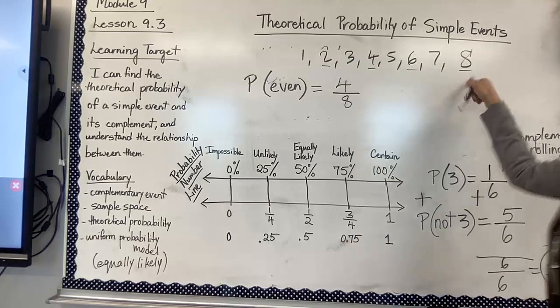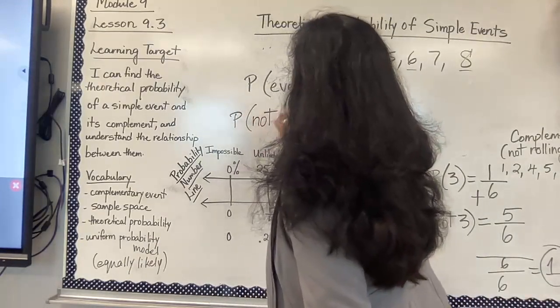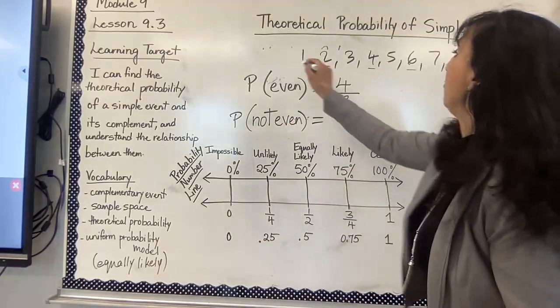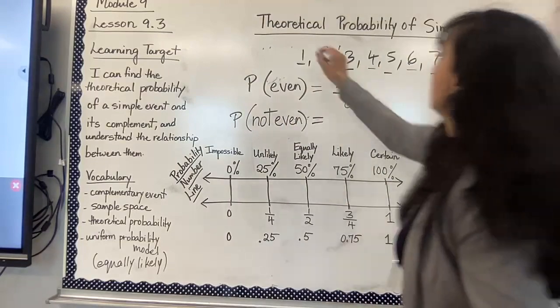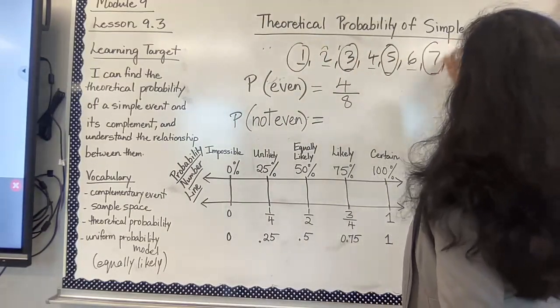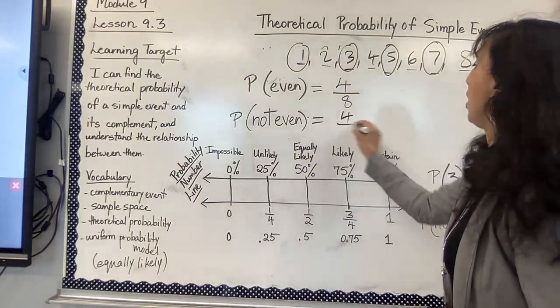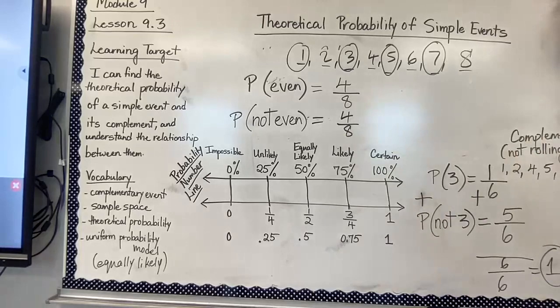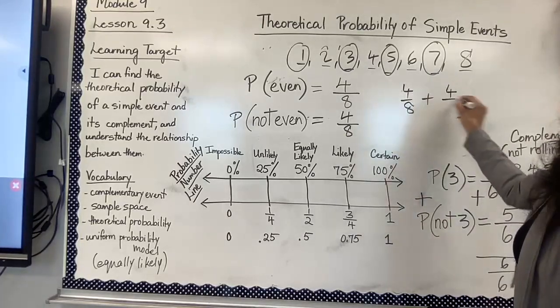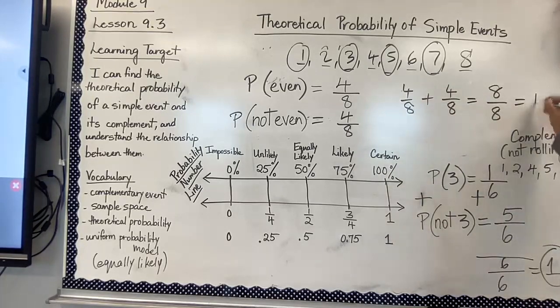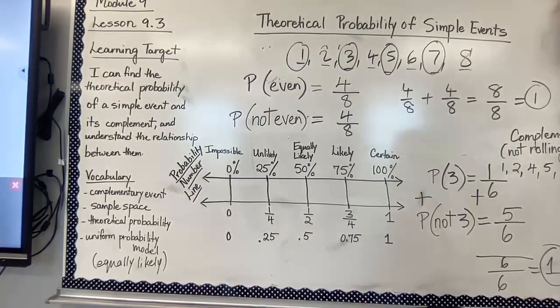And then the probability of not even, because that is the complement: how many do I have that are not even? 1, 3, 5, 7. I'm just going to circle the not even ones. And that is again 4 out of 8. If I add these two, 4/8 plus 4/8, I get 8 over 8, which is 1 whole again. Whenever you add the success rate and the not success rate that we wanted, you definitely are going to end up with 1 as your answer.